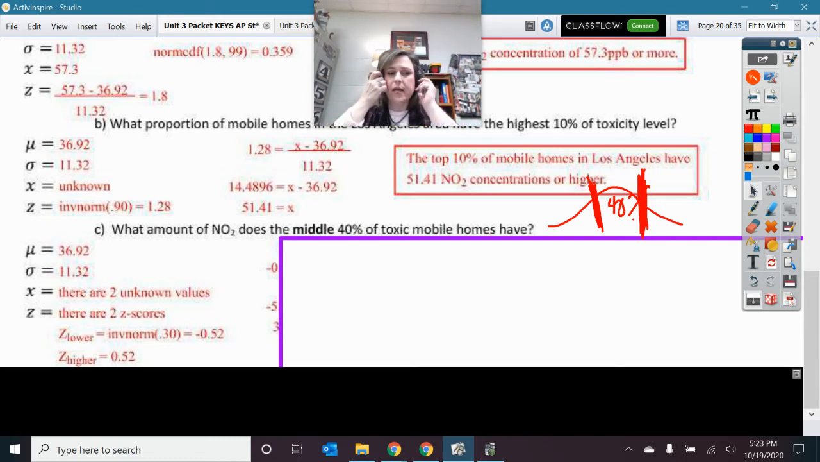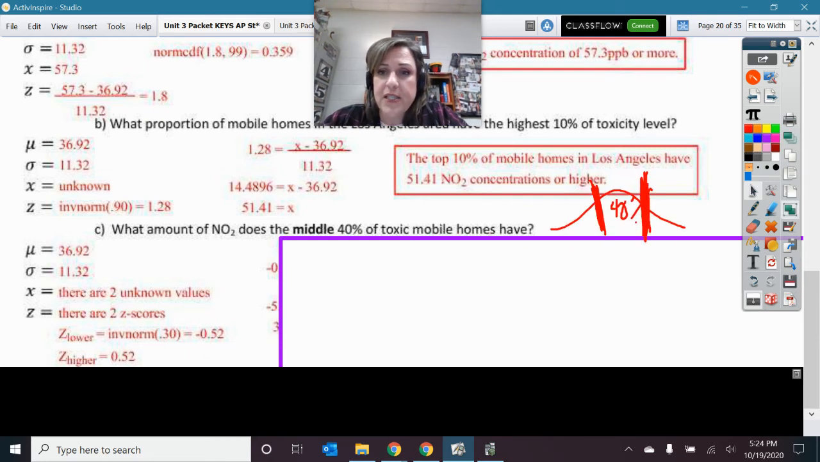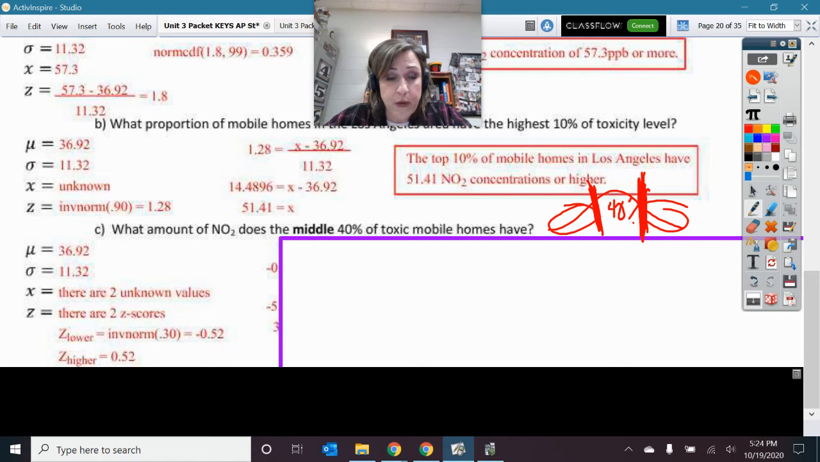All right, so here we go. Look at what I wrote over here on the left, the mean, the standard deviation. There are two unknown x values. There are two z-scores. The lower one was that inverse norm, because if 40% is in the middle, that leaves 60% between the outside edges. So I've got between the left and the right 60%, so 30% in one of those sides. That's why I inverse normed 0.30, because I got 30% down here and 30% up here. And then my z for my upper score is positive 0.52.